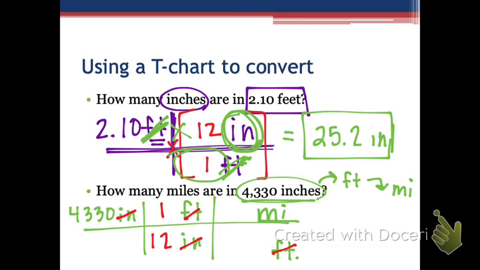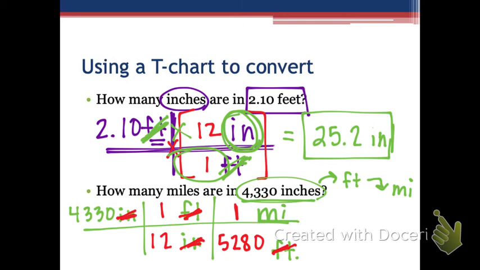And what about between miles and feet? Which one gets the 1? Which is the bigger unit? Miles is bigger. And do we know how many feet are in 1 mile? 5,280. Okay, so if I look at my units, inches have canceled, feet have canceled, and I'm left with miles.